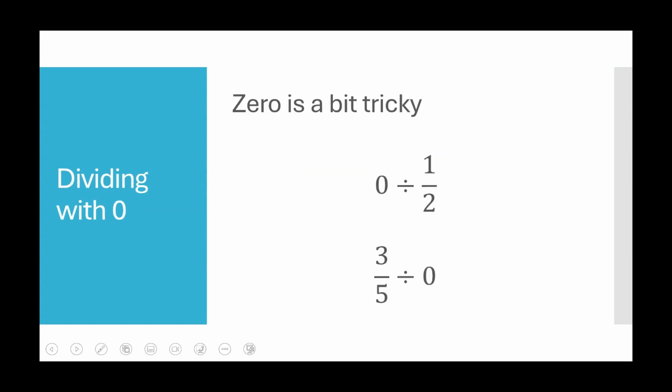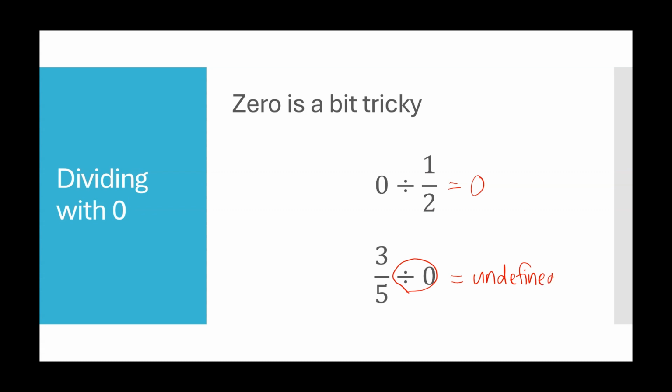Zero is where things get more complicated. 0 divided by 1/2, saying how many 1/2 are there in 0? There's none of them. That's simple. We have nothing, so there's clearly no 1/2 in them. But the other way now, 3/5 divided by 0 is asking how many zeros are there in 3/5? How many nothings are there in something? And that is a question for the philosophy department. How can you find a nothing in something? In math, we say that this is undefined.